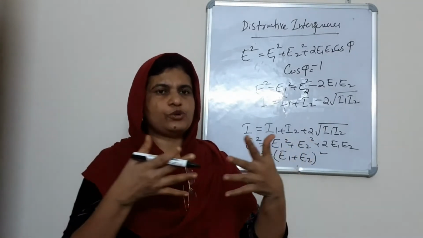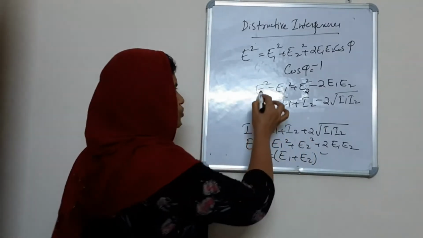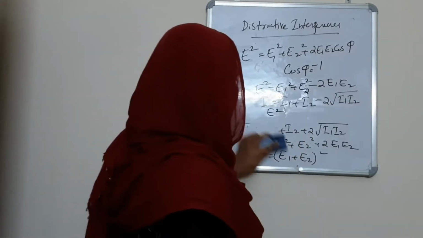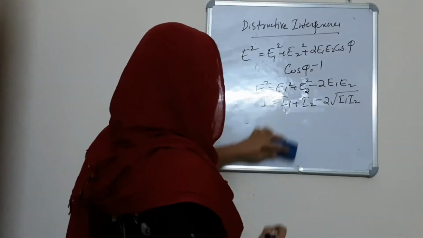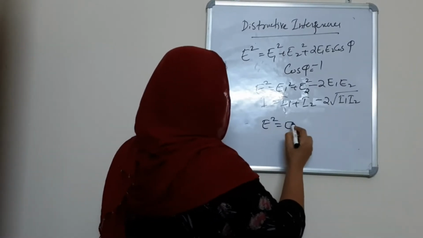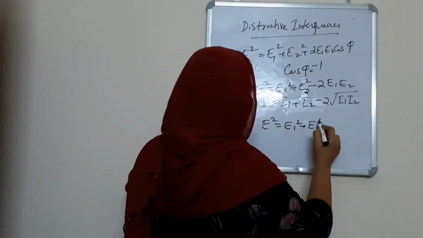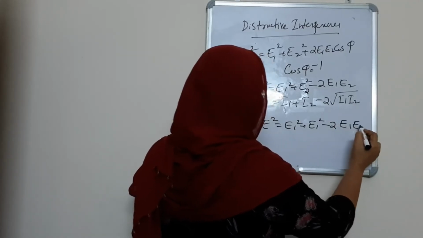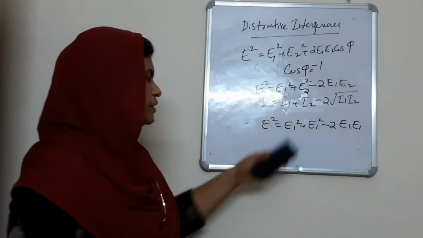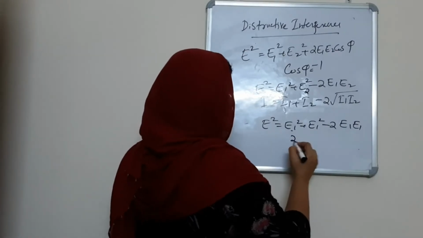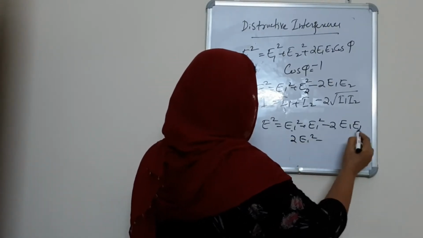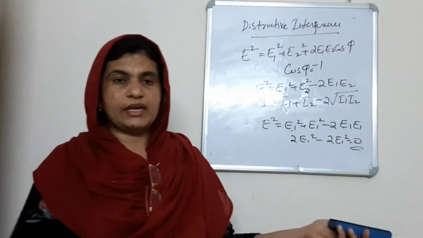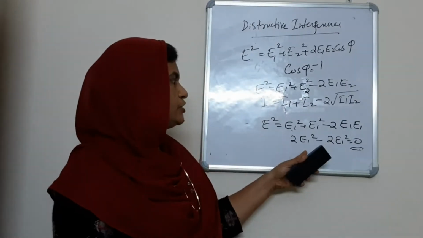If two waves of the same amplitude superimpose each other, then E square is equal to E1 square plus E1 square minus 2 E1 E2, that is, 2 E1 square minus 2 E1 square, which is equal to 0. That is, the intensity is 0. If they are of the same amplitude, then the total intensity is equal to 0.